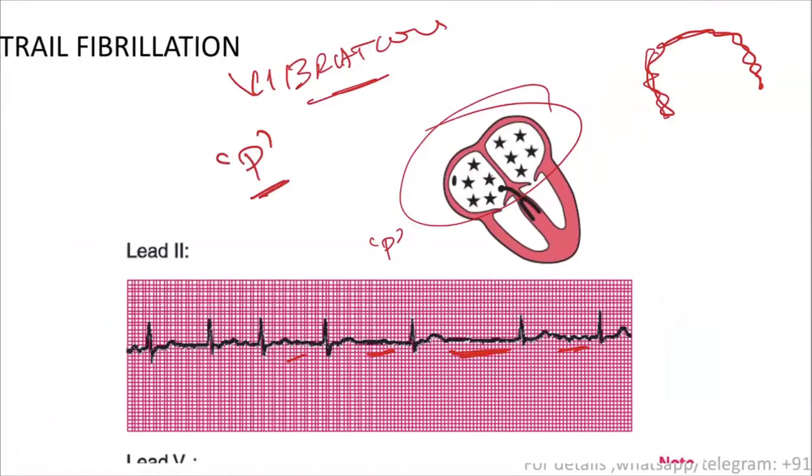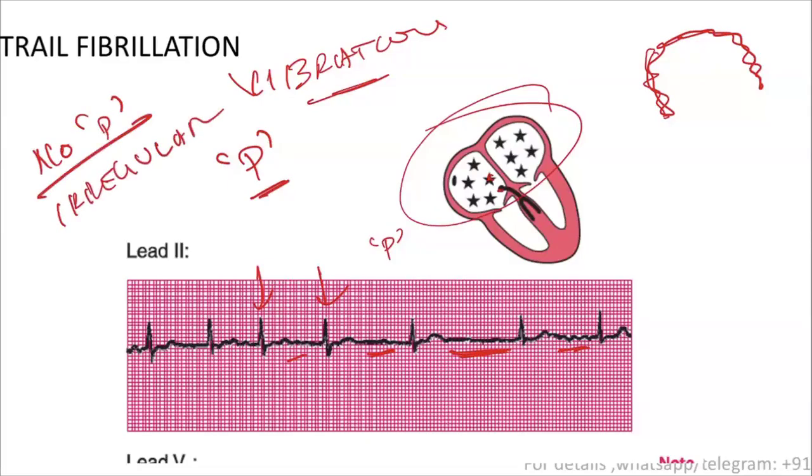For that particular reason, the P waves you cannot clearly appreciate at all. Some of the P waves, electrical activity is generated and transmitted to the AV node. Some is not transmitted at all. So the rhythm also becomes irregular. So no P wave and the rhythm becomes irregular, then you call it atrial fibrillation.